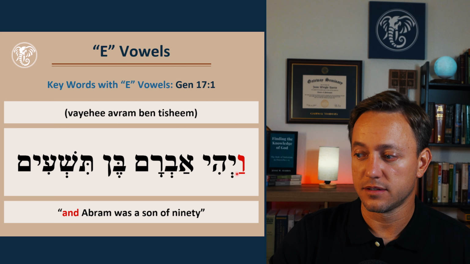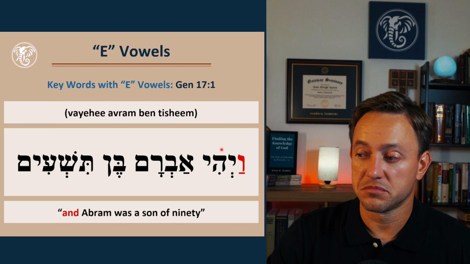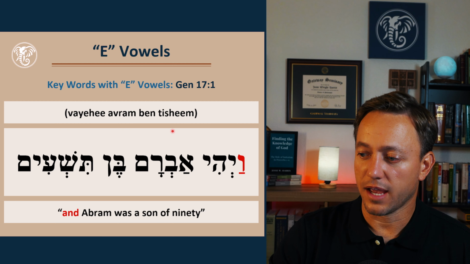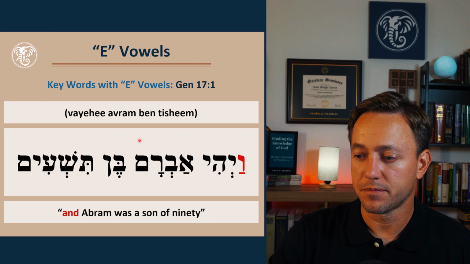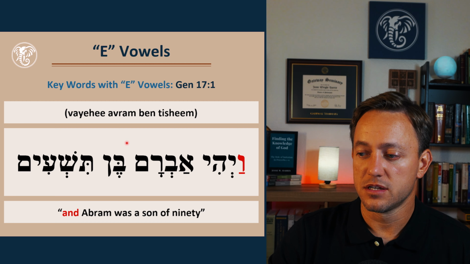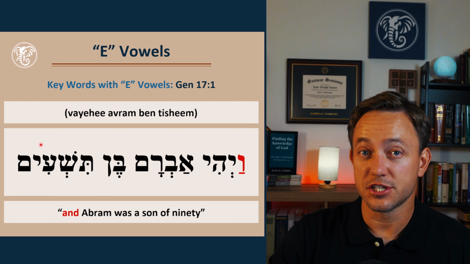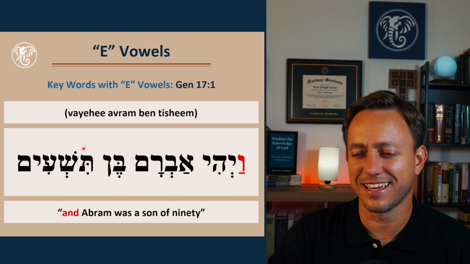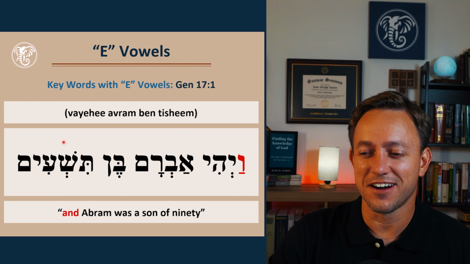So we have here this word added to the front, and we have seen this quite a few times as well. Yehi, which means it was, right? Or he was. And in this case, it actually has a subject, Avram, Abraham, or Abram in this case, since he hasn't got his name changed just yet. So, and Abraham was Ben. What does Ben mean? Ben means son. So Abraham was a son of Tish'im. And Tish'im is actually the word for 90. So that's kind of funny, isn't it? Abraham is called a son of 90.